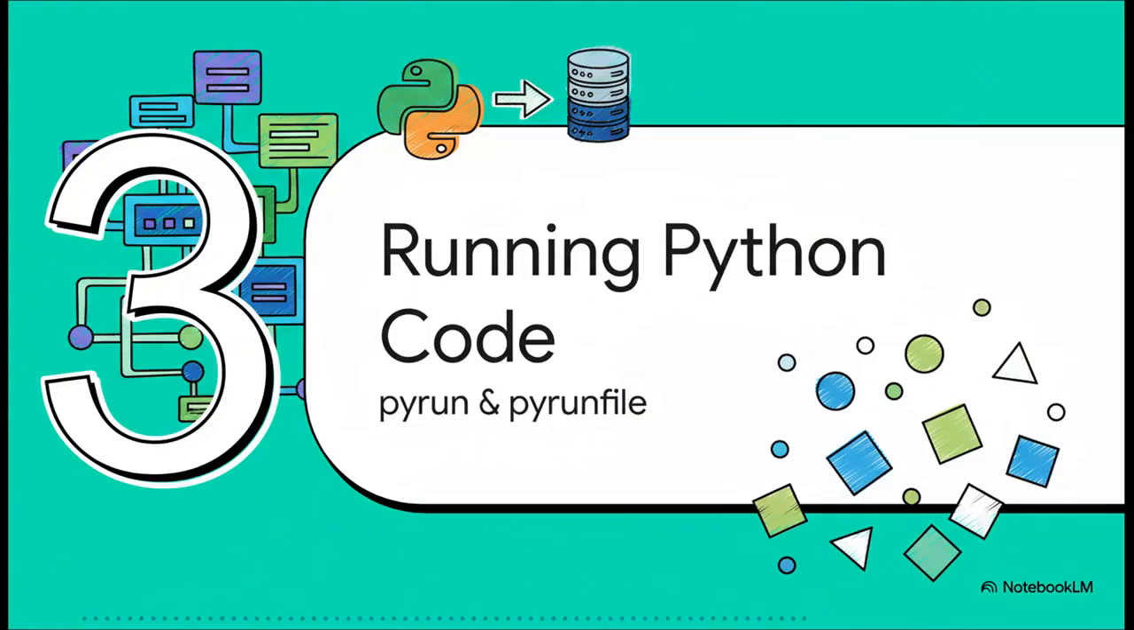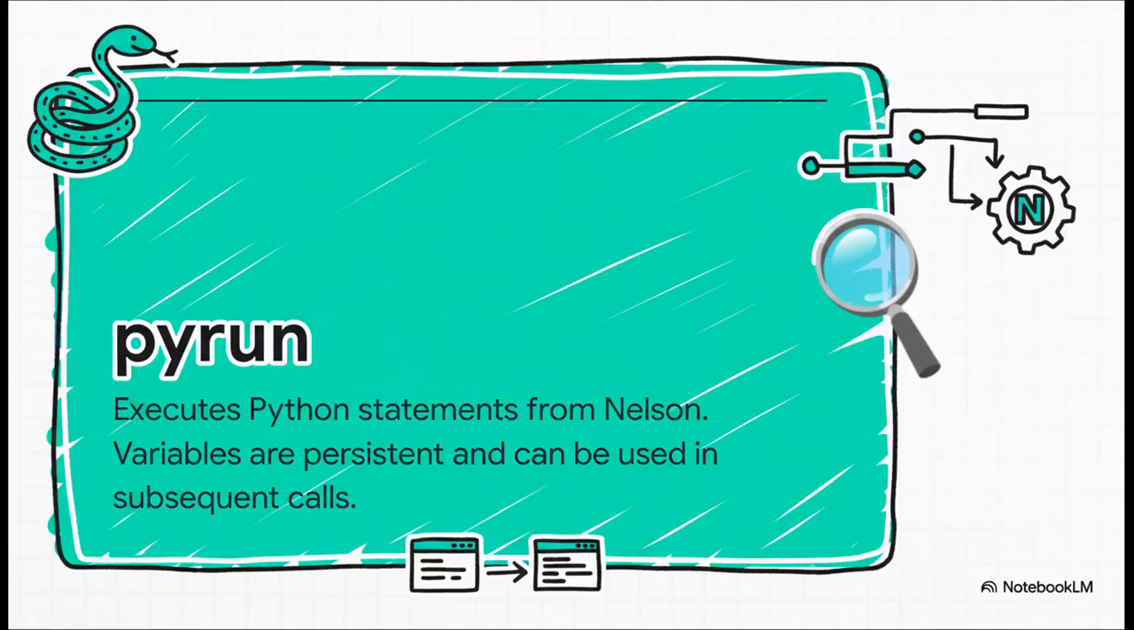So, with your environment all ready, let's look at the 2 main functions you'll be using to actually run your Python code. They are pyrun and pyrunfile. First up, we've got pyrun. Think of this as your interactive playground. You give it a string of Python code, and boom, it runs it. But here's the key, and this is important. It's persistent. Any variables you create, like importing a library or setting a value, they stick around in the Python workspace for the next time you call pyrun. It's perfect for building things up step by step.